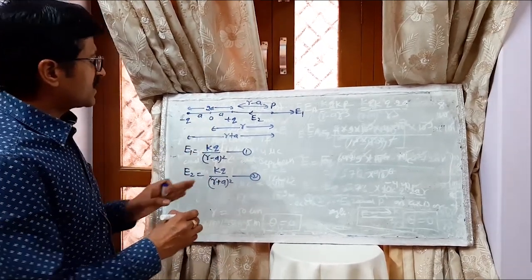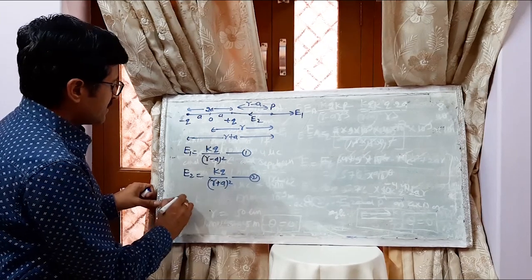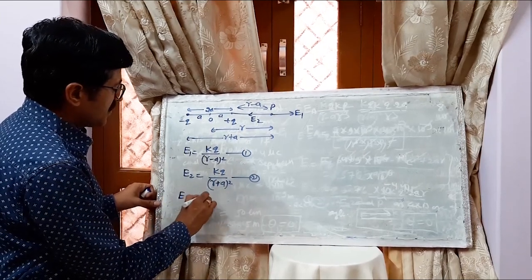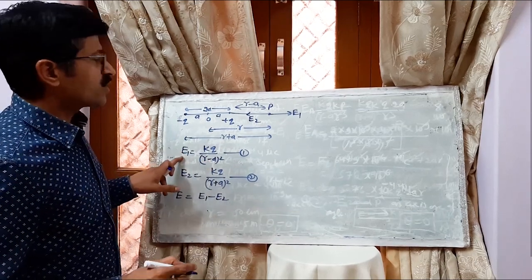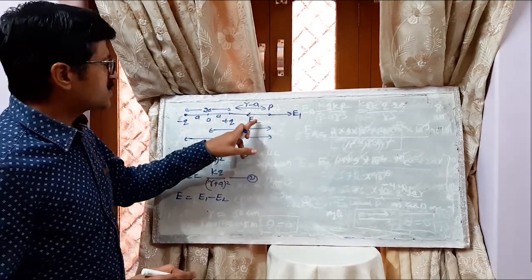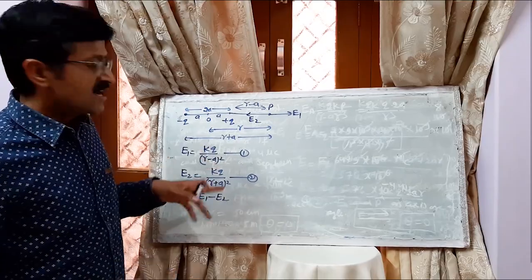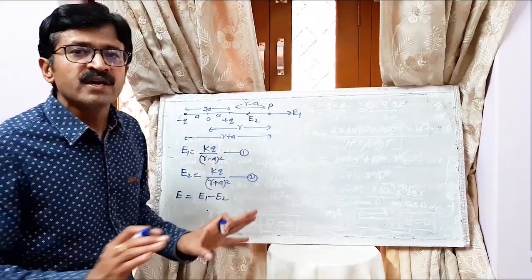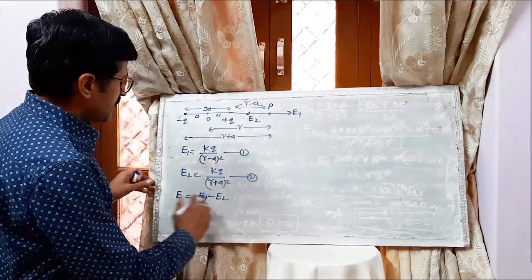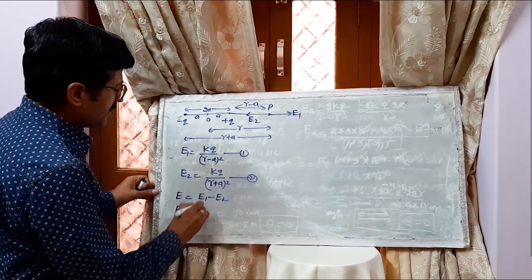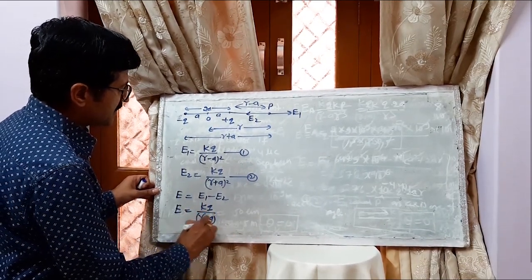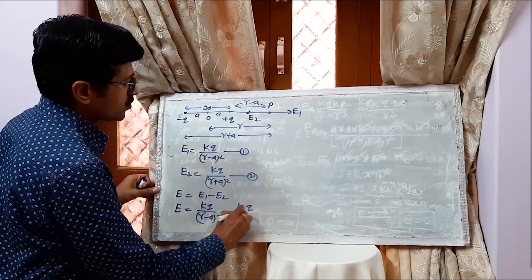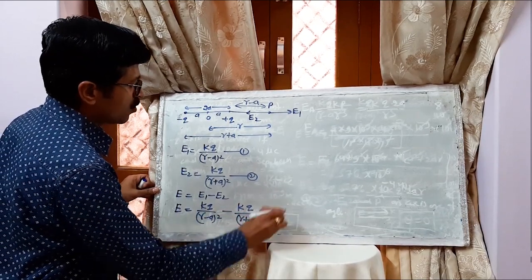Now, what about the net electric field intensity? The net electric field intensity will be E1 minus E2, because the denominator is less, so E1 is more. Both are opposite because of positive and negative charge. We have to take only magnitude, we need not take direction. Then E will be equal to kq upon r minus a whole square minus kq upon r plus a whole square.